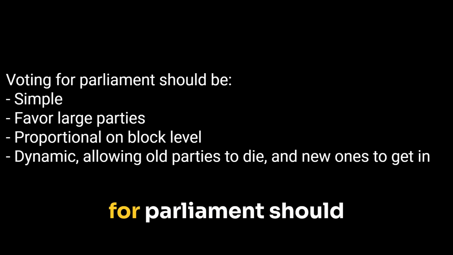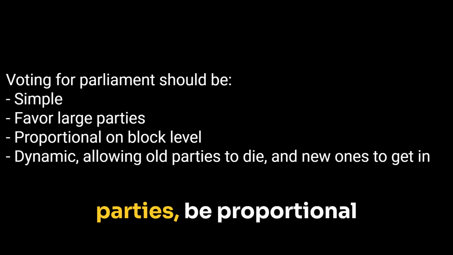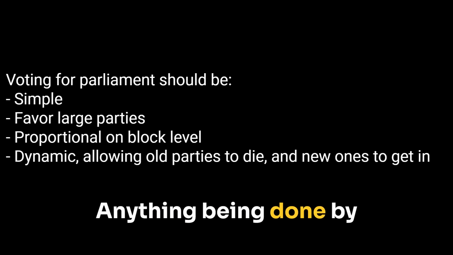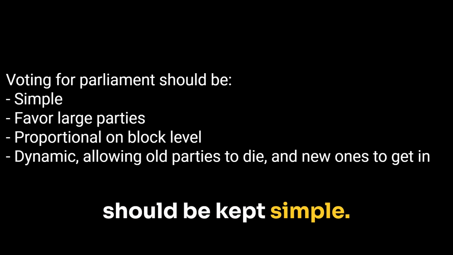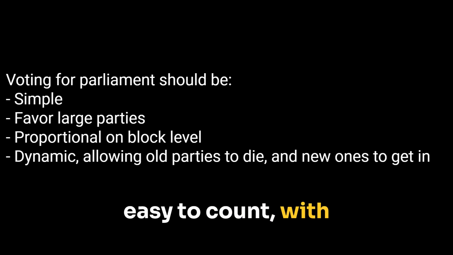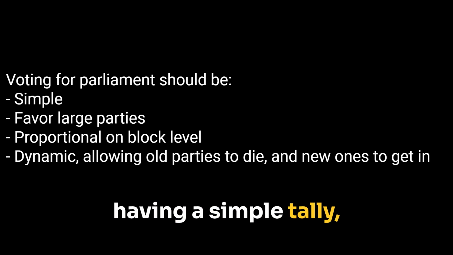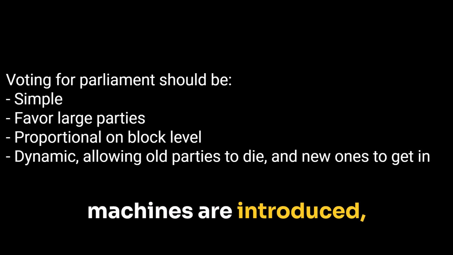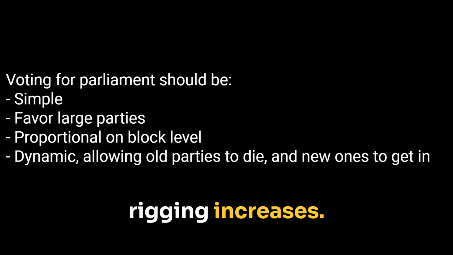The voting mechanism for Parliament should be simple, favour large parties, be proportional on the block level, and be dynamic. Anything being done by the whole population should be kept simple. Ticking a single party should be sufficient. Votes should also be easy to count, with every polling station having a simple tally that they report publicly. If ballots become so complex that counting machines are introduced, then the risk of election rigging increases.